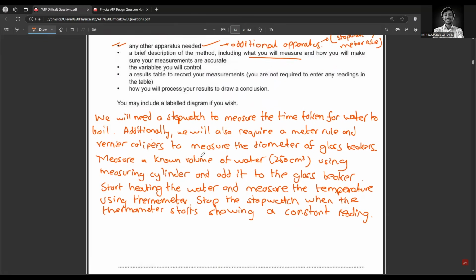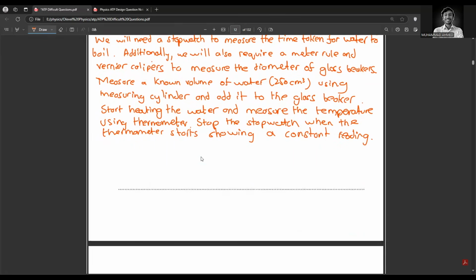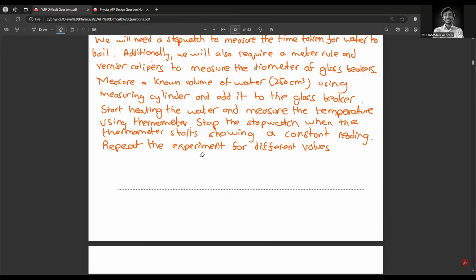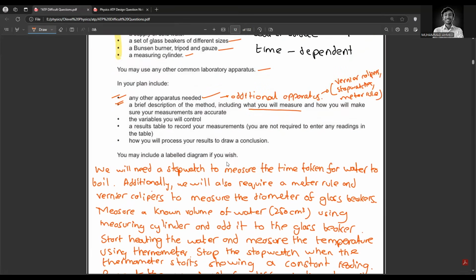Now, what will you say? Repeat the experiment for different values, or you can say different diameters of glass beaker. Simple as that, nothing complicated. Okay, this caters your second point. You have completely catered the second point.